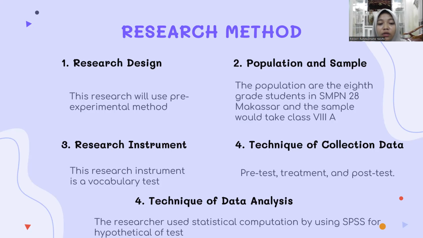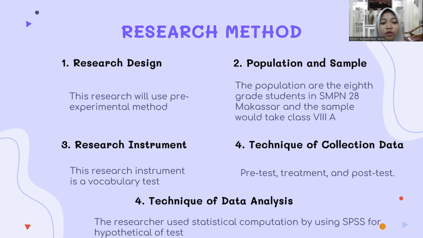The next is research instrument. In any scientific study, the instrument for collecting data is important. The accuracy of the result of research is mostly dependent on how accurate the use of the instrument is. This research instrument is a vocabulary test. The test will be multiple choice and will contain 30 items. Every number of multiple choices in pretest and posttest has the same level of difficulty.